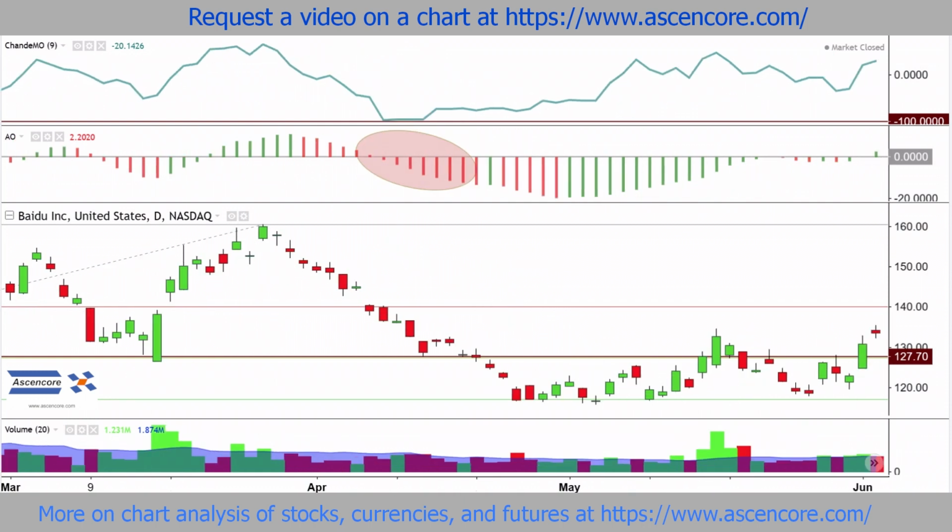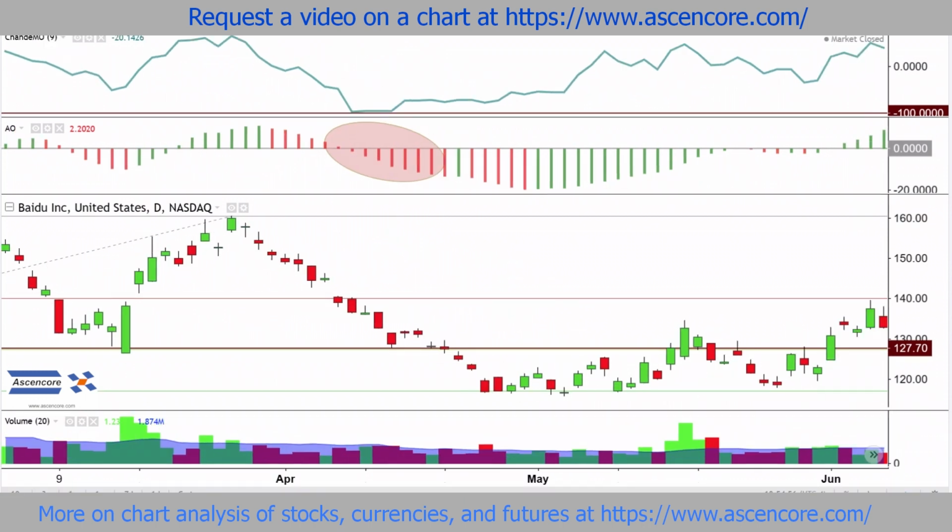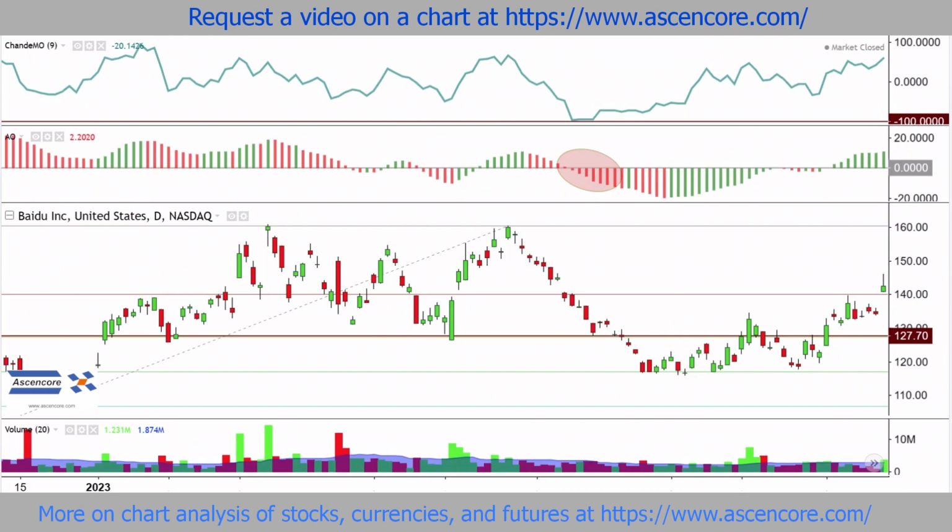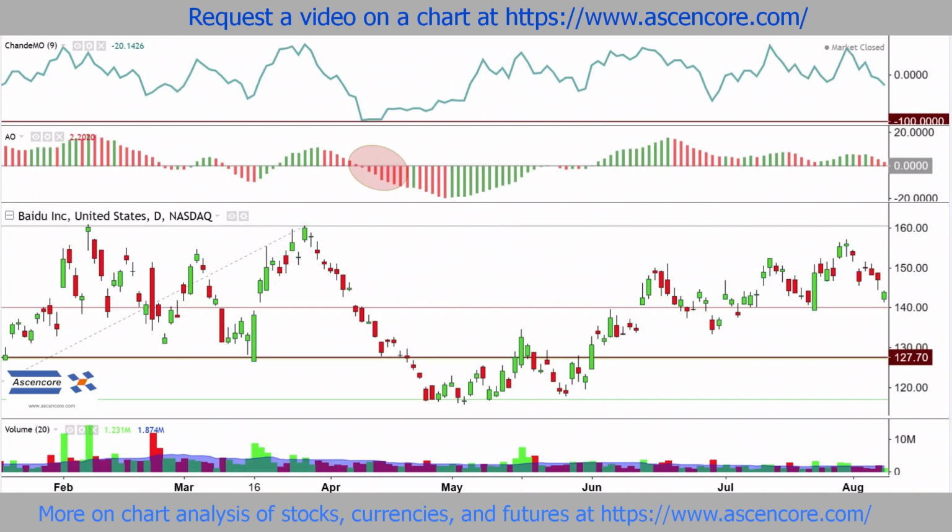More weight behind the bullish momentum on the Chande Momentum Oscillator transferring towards the development of an uptrend can more decisively be declared once price continually closes over 127 and there's a positive zero line crossover with the Awesome Oscillator.